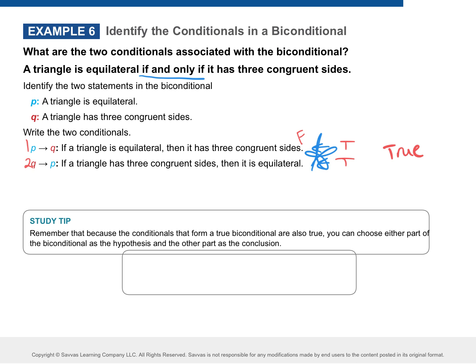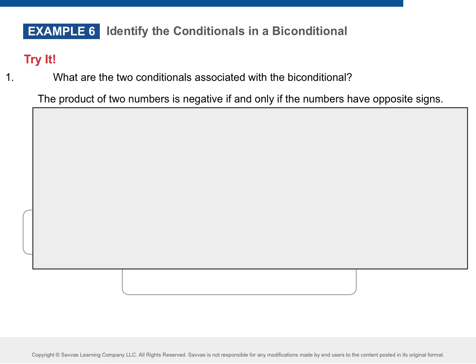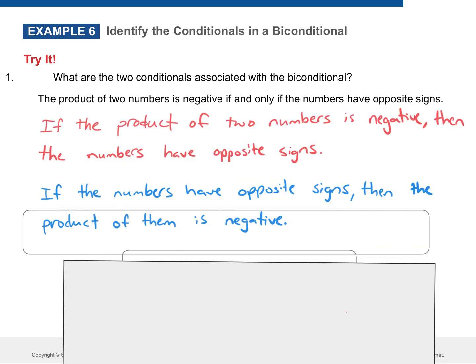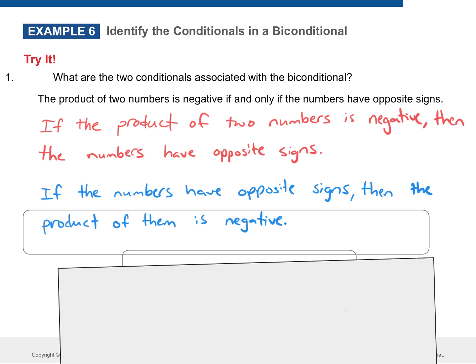So number 6, it gives you the biconditional statement. You're writing 2 conditional statements and saying whether it's true or false. Here's my 2 conditionals I came up with if you want to check. From my biconditional statement, I knew it was biconditional because of if and only if. So when you're writing your 2 if-then statements, you're taking out your if and only if and putting in if and then.